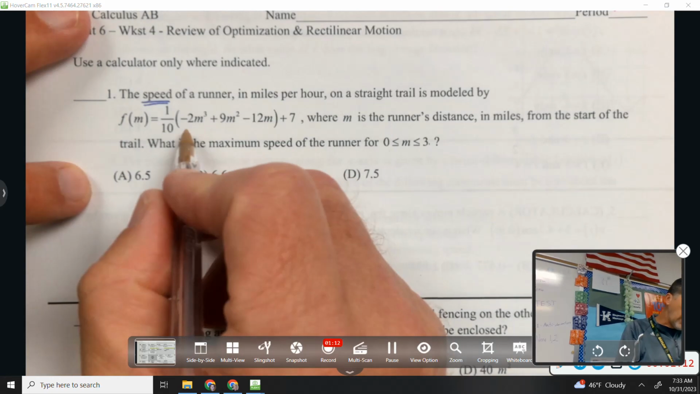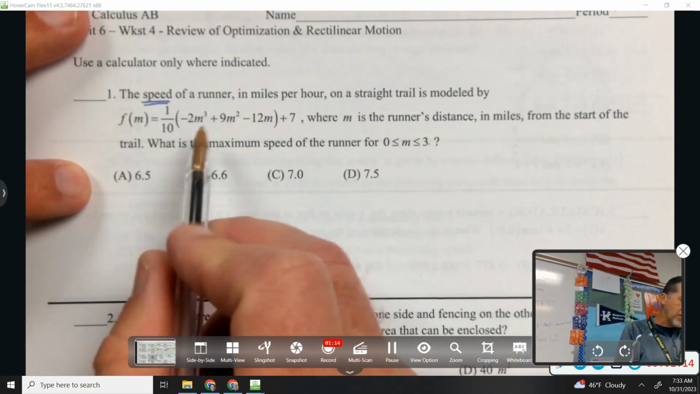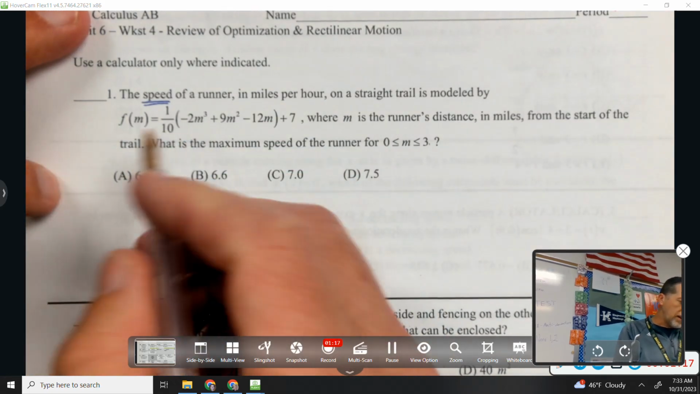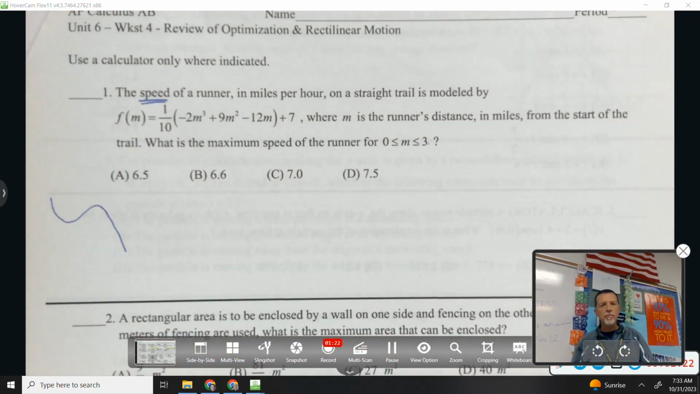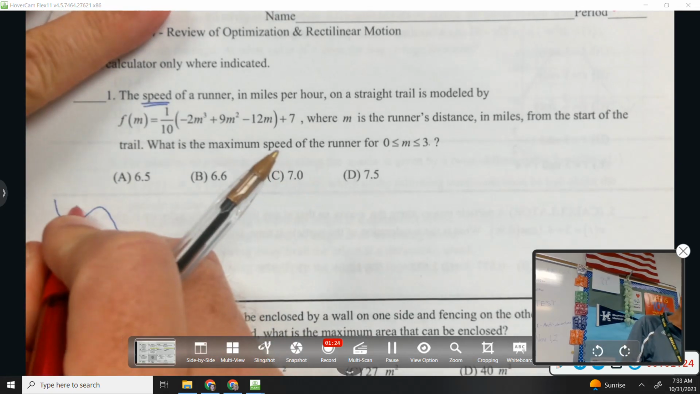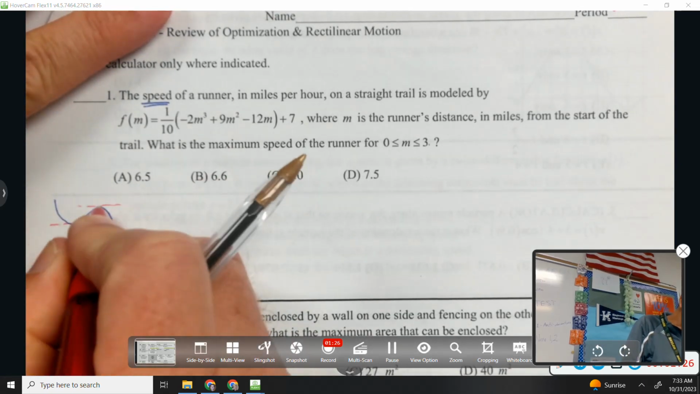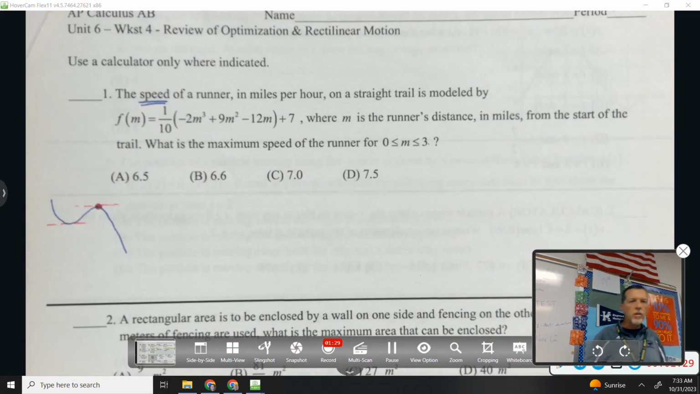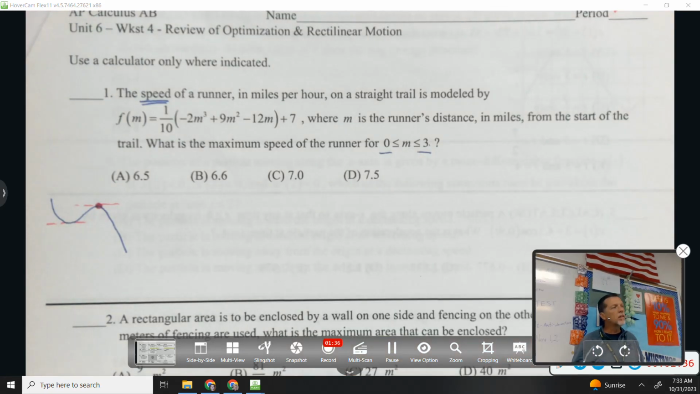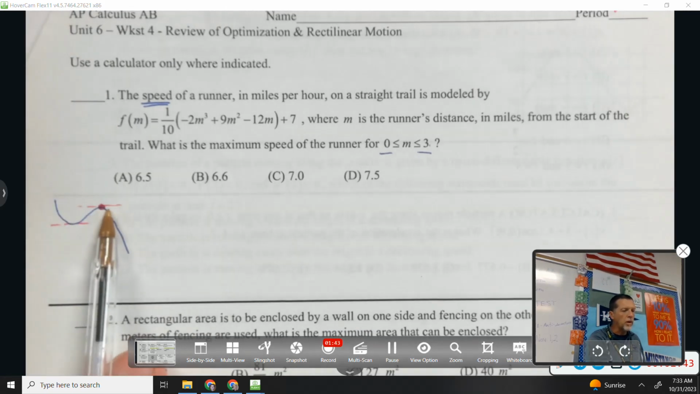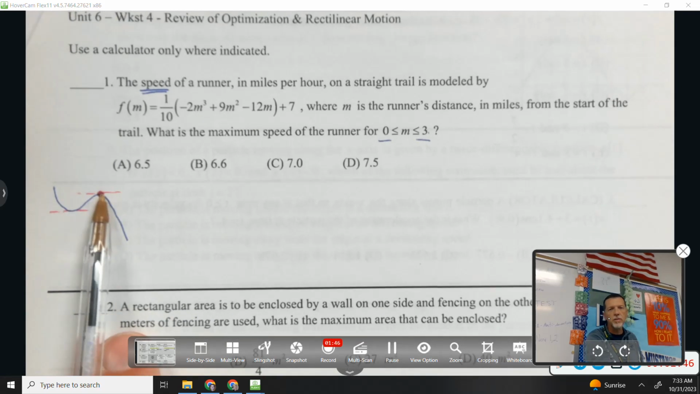Well, I don't know what f looks like. Well, I guess I kind of know what it looks like. It's a cube, and it's a negative cube, so it looks something like that. The maximum speed would be where the slope is 0. I do need to be careful with these endpoints. I might need to check the endpoints, so I need to worry about 0 and 3. And then I need to worry about a critical point in there somewhere.